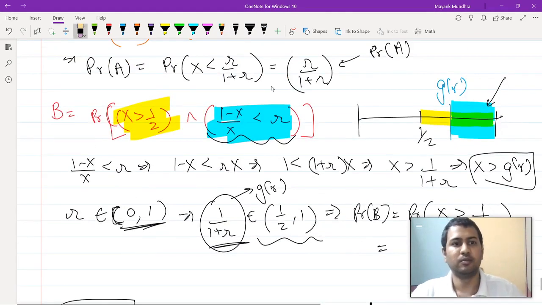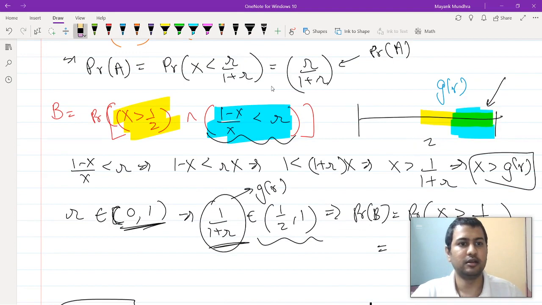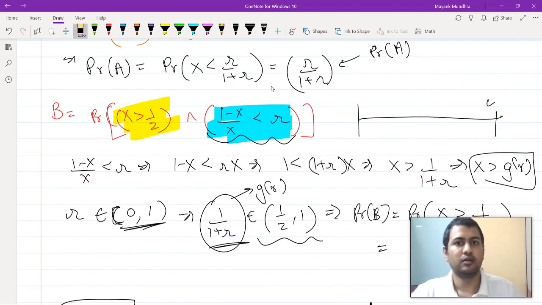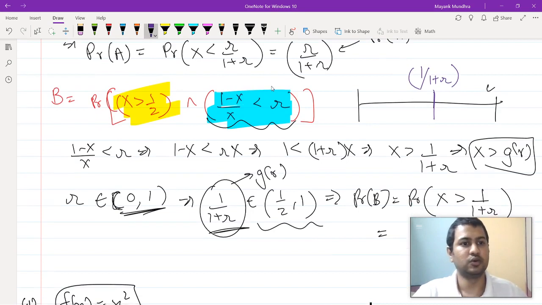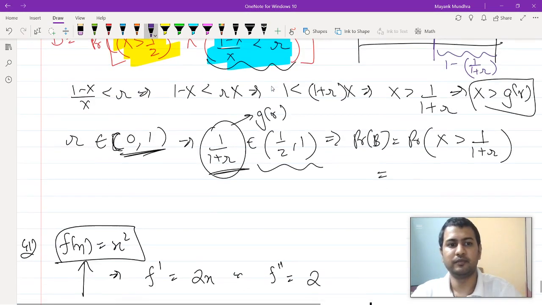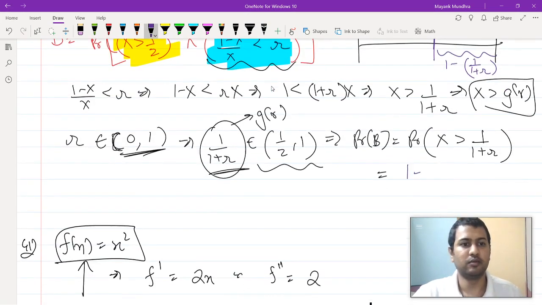So probability of x greater than 1 upon 1 plus r, where 1 upon 1 plus r is any point on the line. On this line, let's say 1 upon 1 plus r is any particular point. So this probability x greater than 1 upon 1 plus r is going to be 1 minus 1 upon 1 plus r. So that is the probability. So this is the probability of B.